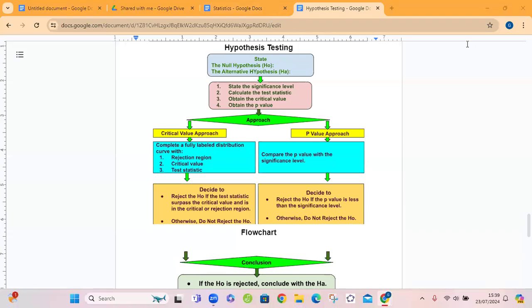Then you have what you call the p-value approach. So in this case now, you will simply compare the probability value with the significance level. So the probability value will either be greater than or less than the significance level, which normally is 0.05. So in decision time, you will decide to reject the null if the p-value is less than the significance level. Otherwise, you do not reject the null.